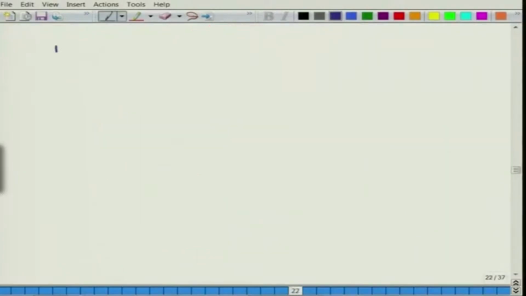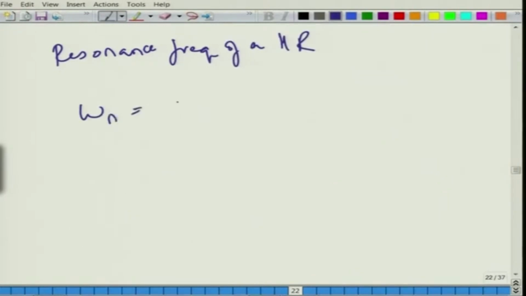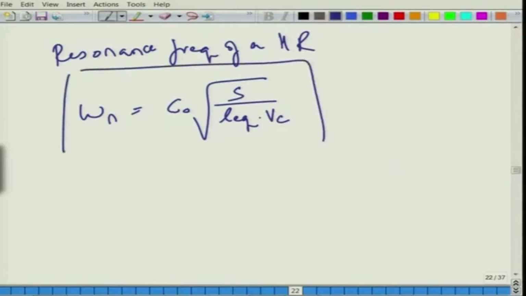So, the resonance frequency of a Helmholtz resonator is omega n is equal to c0 times square root of S by L equivalent times V c. So, you need to know the cross section area of the pipe, that is your radius, volume of the cavity, through some means one needs to evaluate that, length, and then add suitable end corrections, and finally evaluate omega. So, it can definitely help you eliminate certain tones, and this formula is valid for low frequencies.